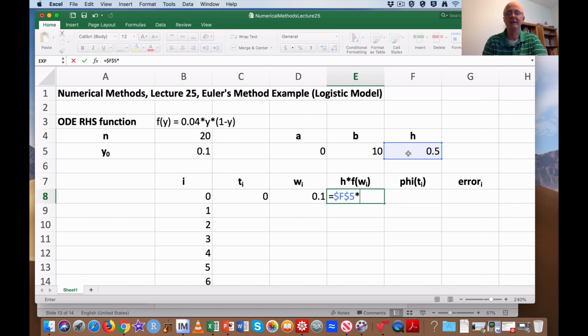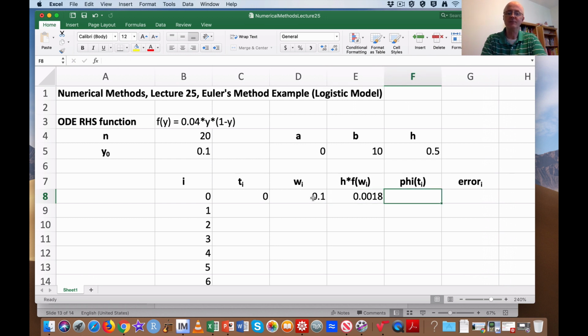Then I want to plug in wi, which is in cell D8, into the function. Now there's no way to type this function into this spreadsheet without literally typing it in this cell right here. So 0.04, I guess I could have had a spot for the value of k as well, but it's not a big deal. Times y, which means times wi, times 1 minus y, which is 1 minus wi. And for those D8s, I do not use dollar signs because I want them to get updated to D9, then D10, then D11 as I copy and paste downward. Okay, so this is 0.0036 times 0.5, right? We already knew what the answer should have been.